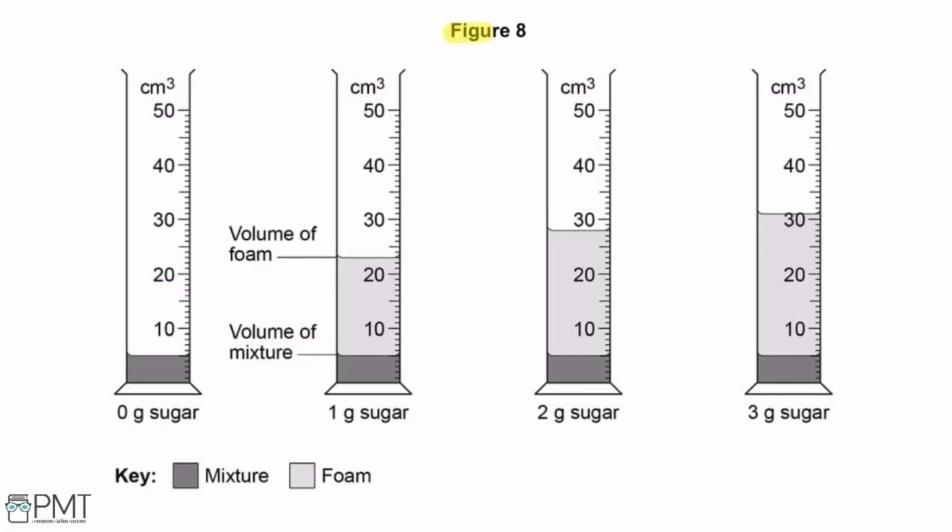So here we have figure 8, and we can see these 4 measuring cylinders. The first one's got 0 grams of sugar, the next one has 1 gram, then 2 grams, and then 3 grams of sugar. And we can see that there's a darker section on the bottom of each and a lighter section on top of the last 3. So the lighter section is the volume of foam, and the darker section is the volume of mixture, which is the same for all of them.